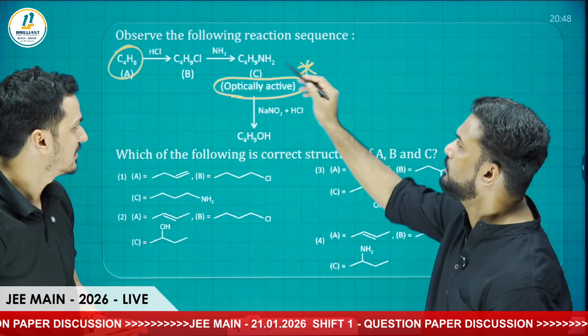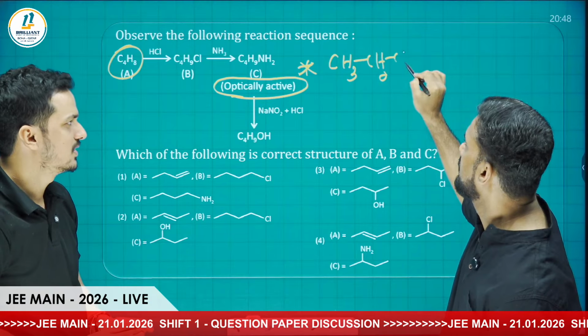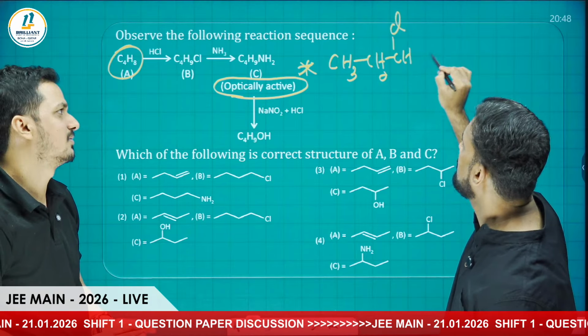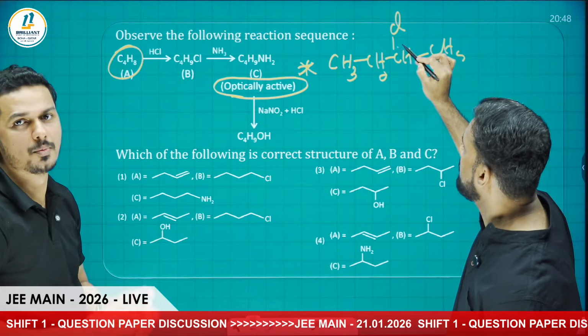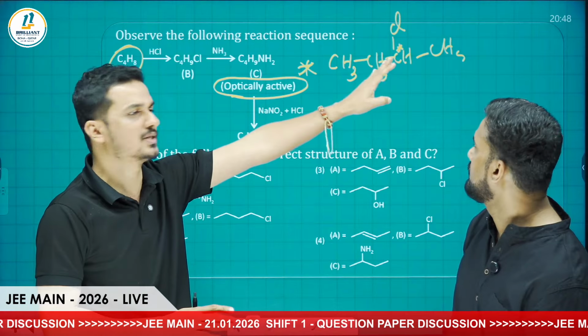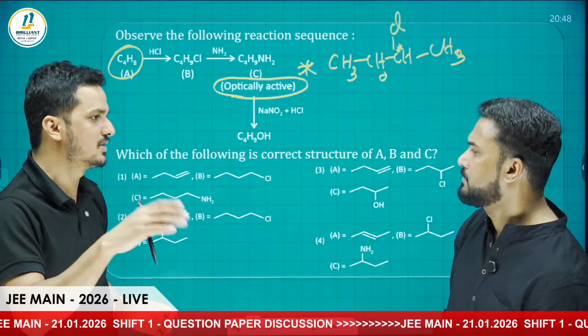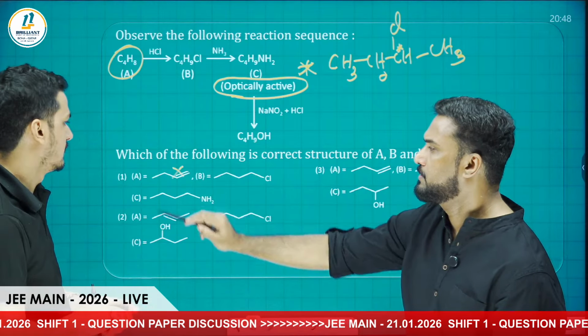Optically active means you should get CH3, CH2, then CHCl, then CH3. That's only optically active, chiral. If the chlorine comes at the last position, there is no chance of it being optically active. 1-chlorobutane cannot be optically active. So that should not be the answer.